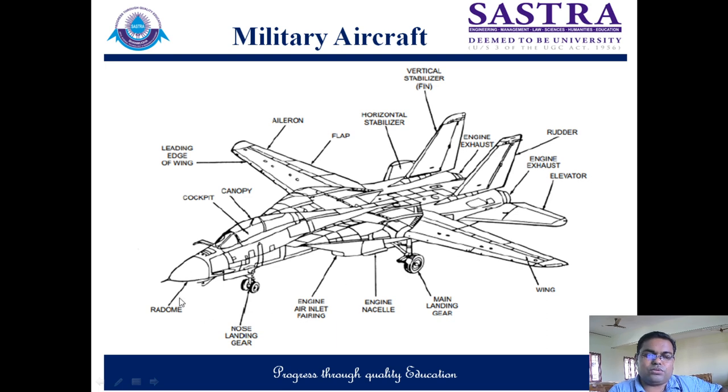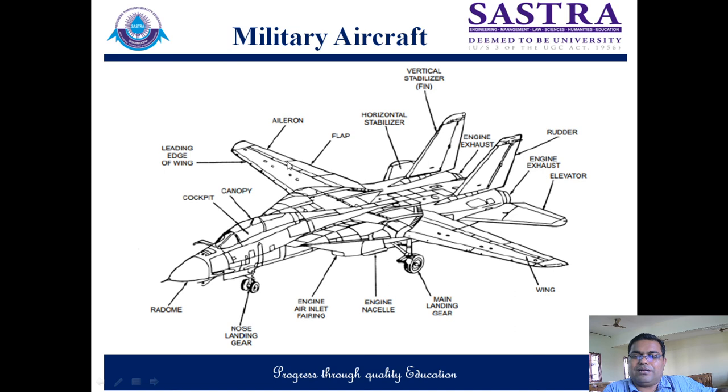The nose is called the radome. At the radome, this pointed thing you are seeing is called the pitot probe, and there is one more pitot probe here. A fighter aircraft may have 2 to 10 pitot probes installed at various locations. This is the area where the pilot is seated. This is called the canopy, and this is the cockpit. A glass or fiber-like structure outside the cockpit is called the canopy.